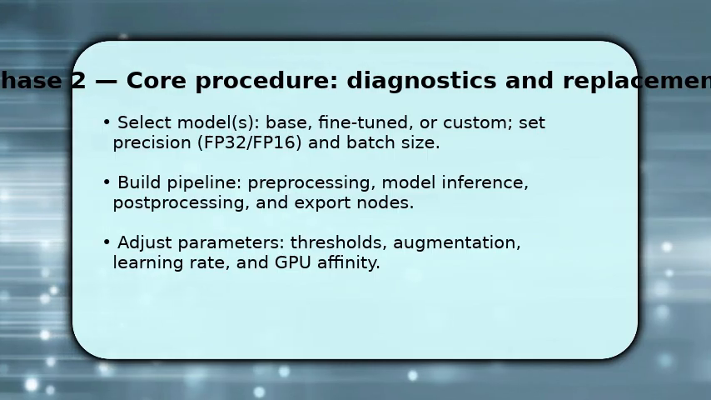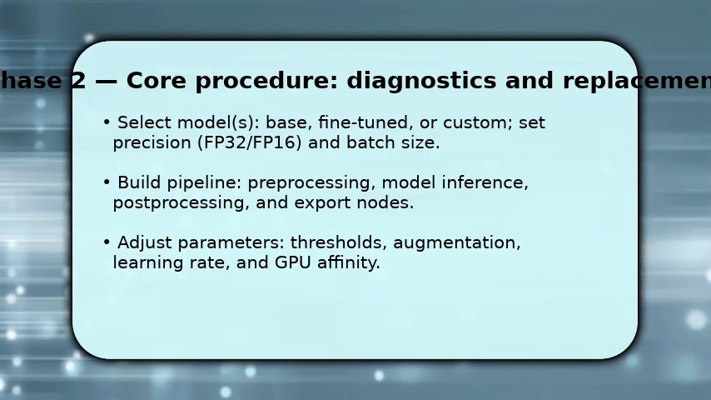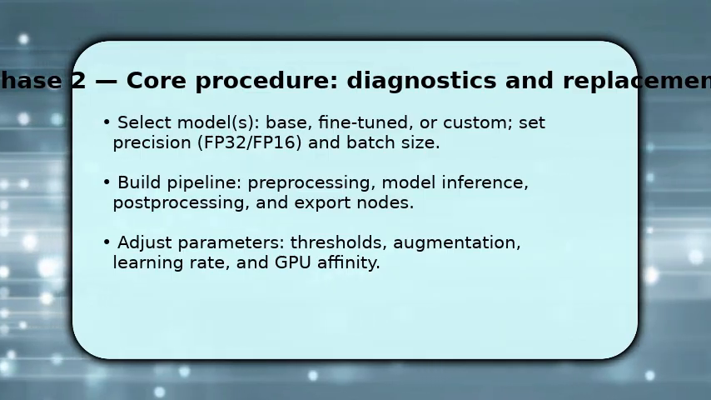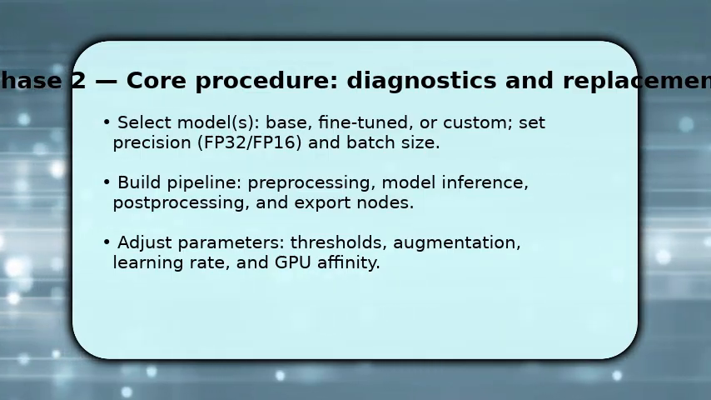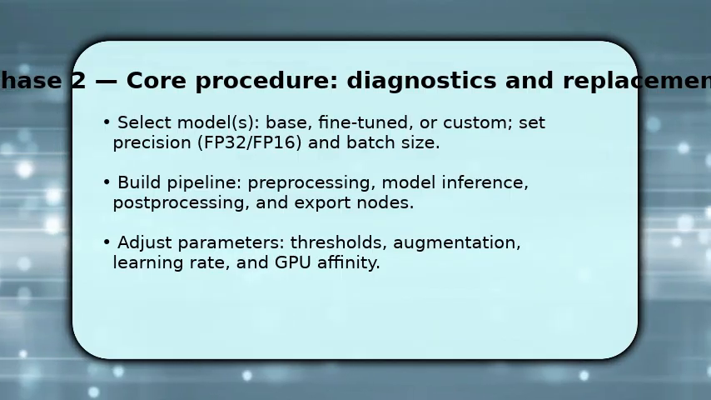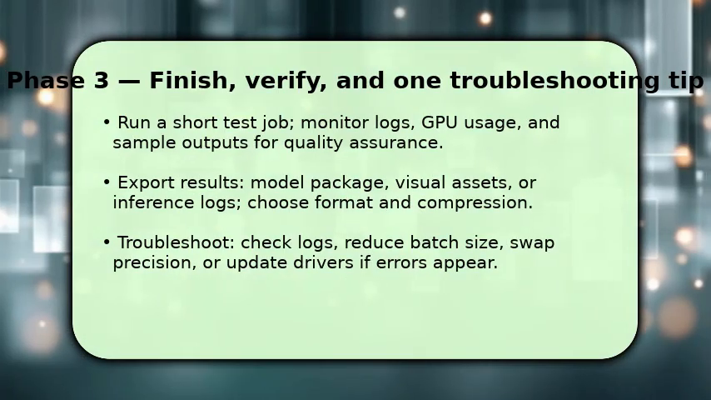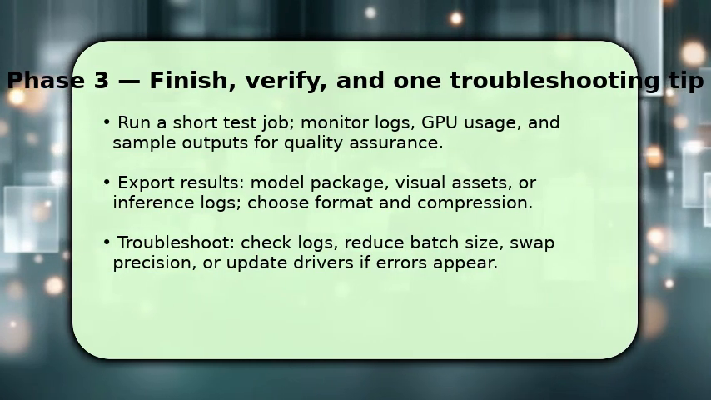Tweak parameters such as thresholds, augmentations, and batch size. This is where quality versus performance trade-offs are made. Make sure to assign GPU affinity if available, then execute a short test job first. Watch the logs and GPU usage while inspecting sample outputs so you catch issues early.